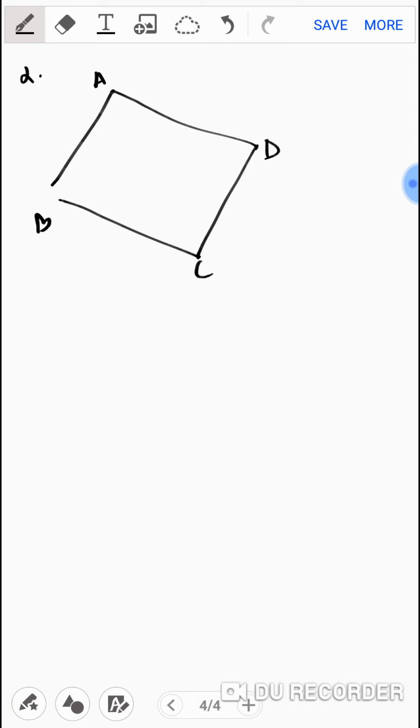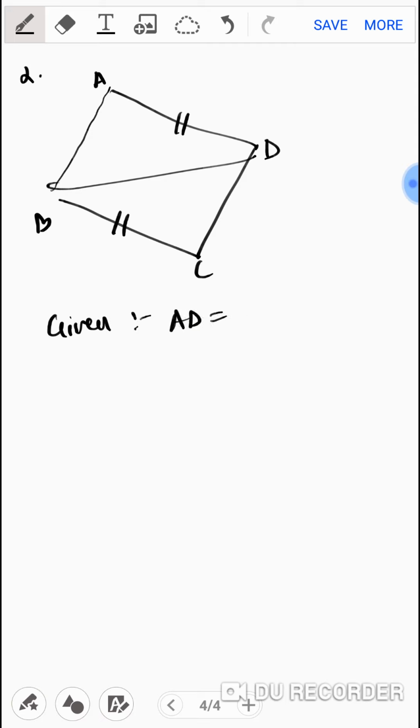Problem number 2. And it says ABCD is a quadrilateral. So you have a quadrilateral, nice quadrilateral is there, ABCD. And in that we have AD is equal to BC. So this part AD is equal to BC. Okay, I'll join this. Further it says angle. So given is, you have to write given AD is equal to BC.